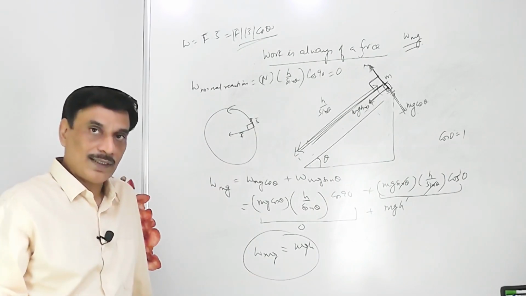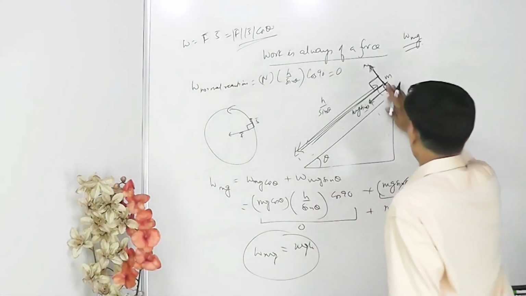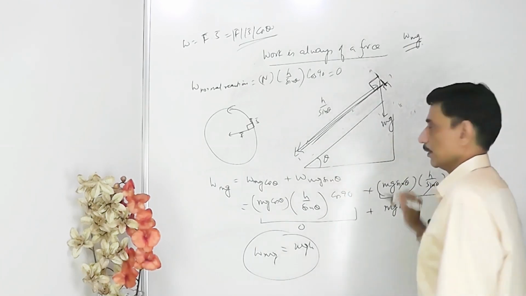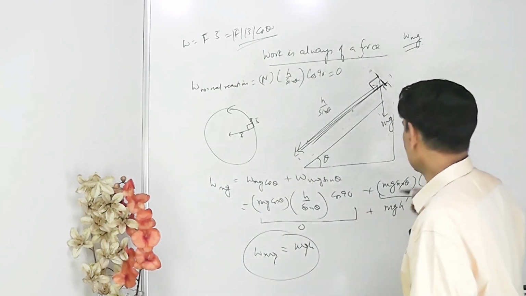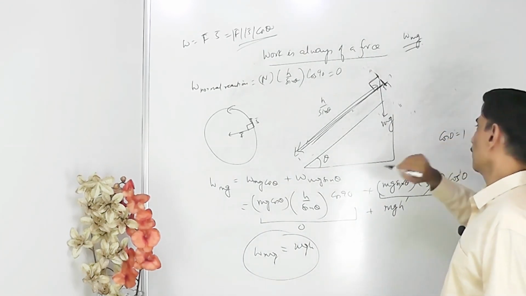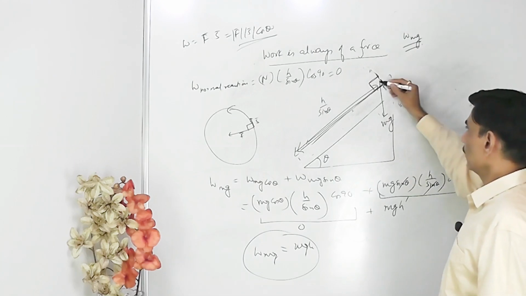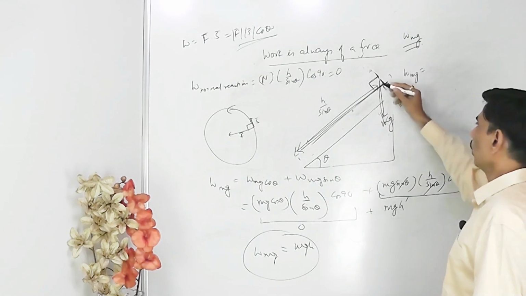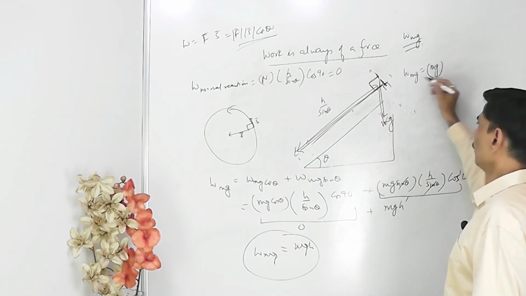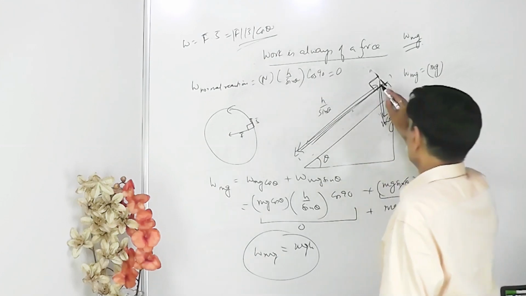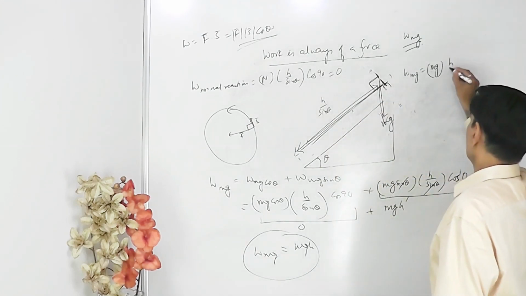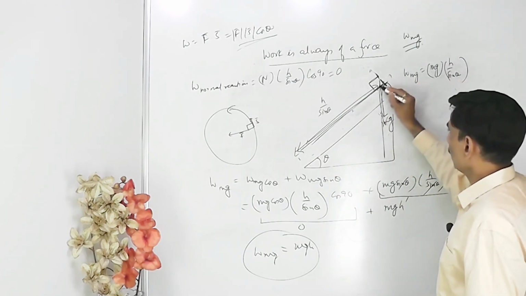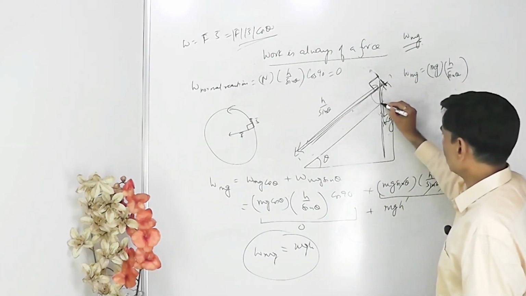Can we do it directly? Let's say instead of breaking into components, we are just bothered about mg only, so why break into components? Anyway, just for the learning purpose we have broken into components, but otherwise we could have directly done it. So mg is here, so work of mg is going to be force. Mg is given, magnitude of force is given. Displacement, is it given? Yes, it is given, h by sin theta. Is the angle between this mg and this displacement given? Yes, this is the angle.